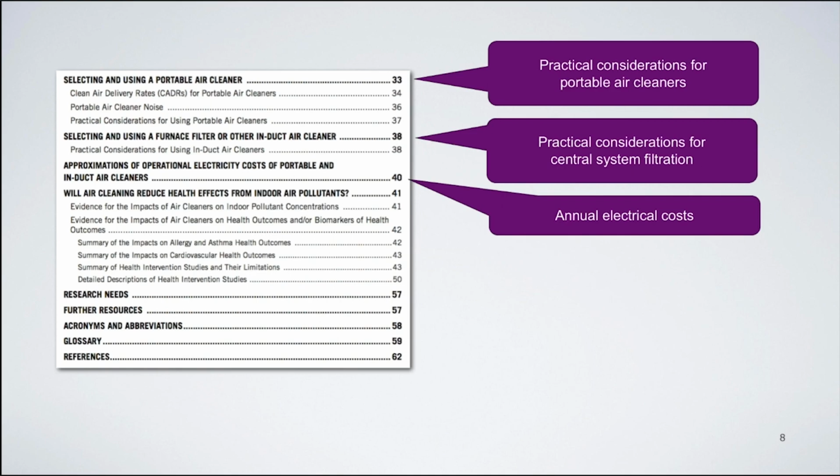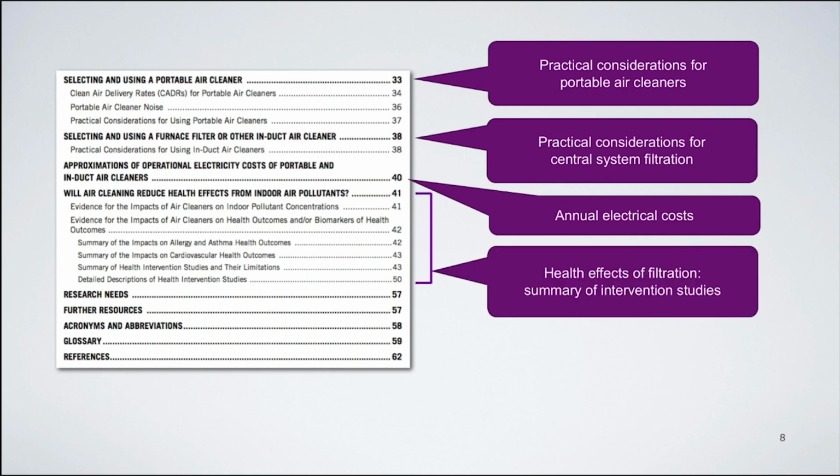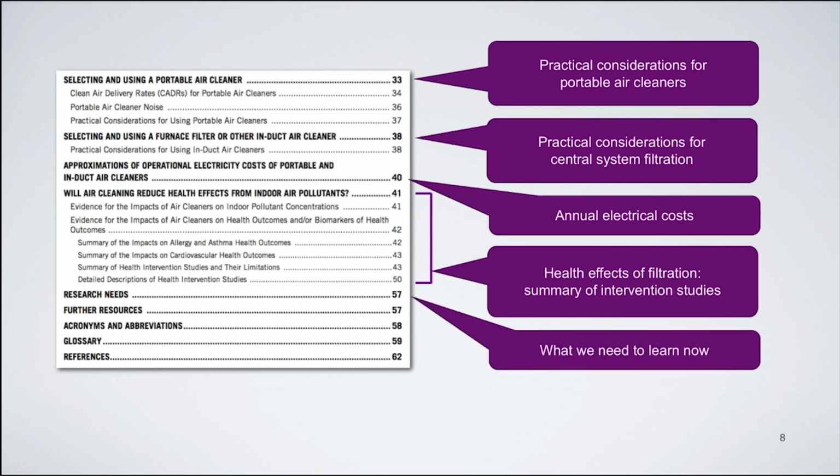And in this section, you'll see some approximations based on field measurements of power consumed by both central systems and portable systems. Then we will talk about health effects of filtration. We are going to give you a brief synopsis, taking some examples of the health studies that have been published in peer-reviewed literature over the last 15 years, and even some that have been published after the guidance came out, talking about the health effects of filtration. And Terry will give us some discussion in that area.